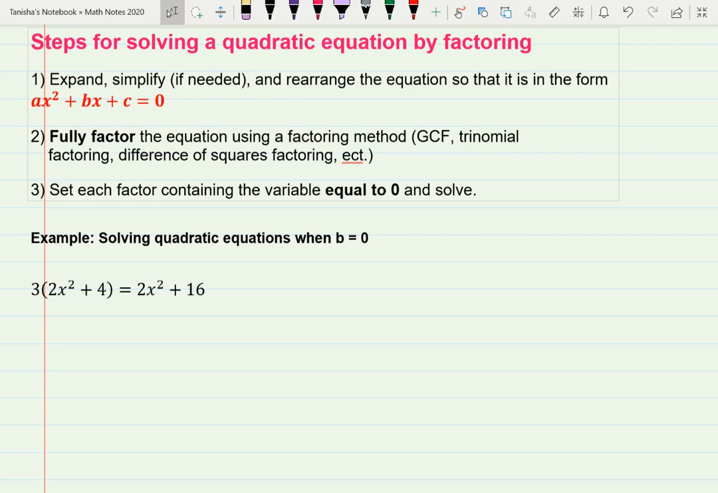Next, you're going to fully factor the equation using a factoring method. Again, where master's at, GCF, trinomial factoring, difference of squares factoring. And then set each factor containing the variable equal to 0 and solve.